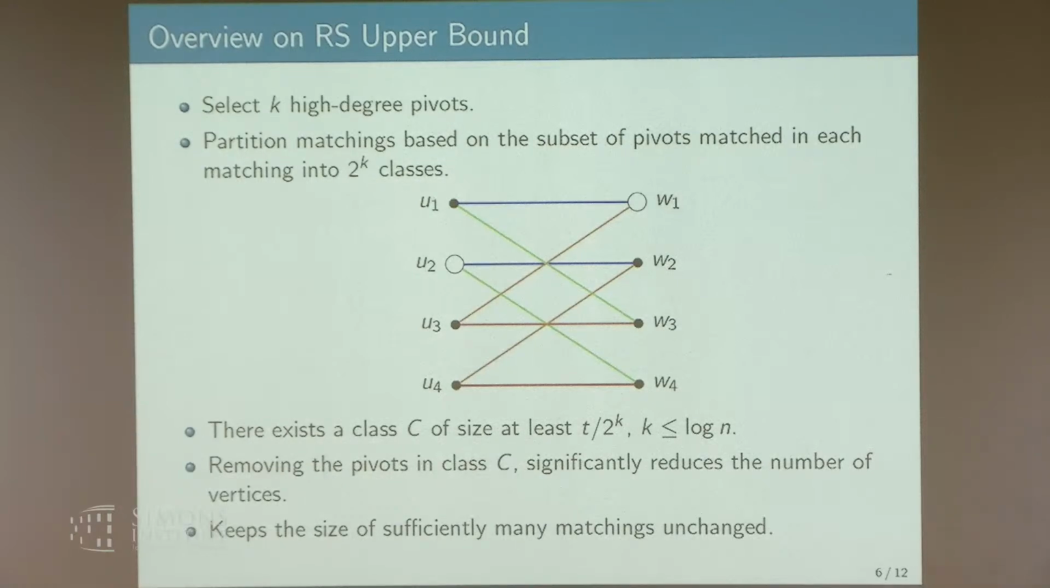The important thing that happens here is that when we do this, what I'm trying to say is that when we are reducing the number of vertices, but the size of the matchings stays the same, this will give us an upper bound on the number of the matchings.